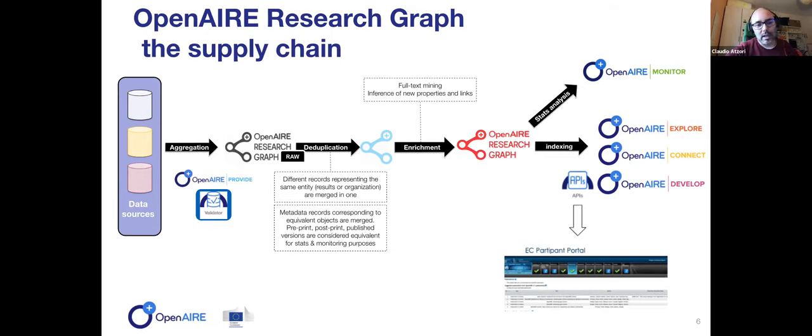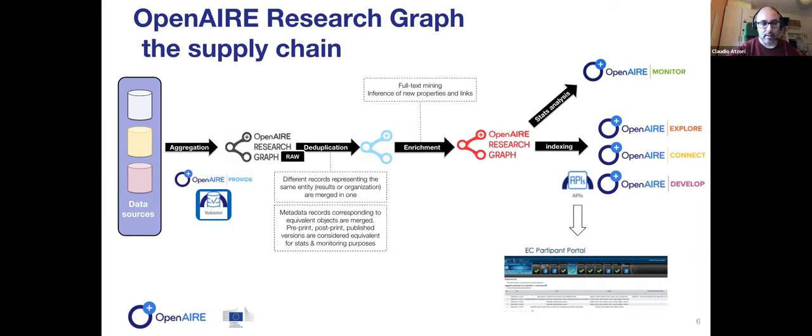Then, thanks to full text mining algorithms and a set of different kinds of enrichments that we perform, added value is added to the graph. This added value lies in giving more uniformity, trying to map different terms that can be expressed in different ways. For example, to state the language in which a publication is written. Different repositories might express this concept in different ways. So an important role here is to apply mapping transformation thanks to controlled vocabularies.